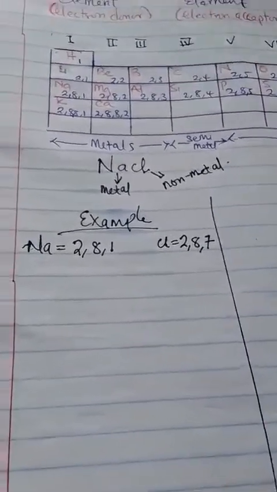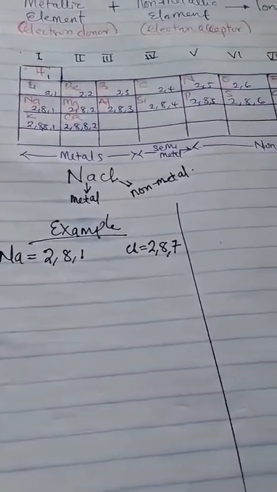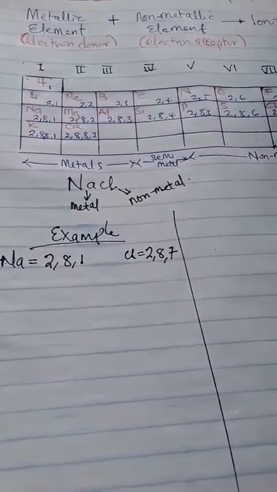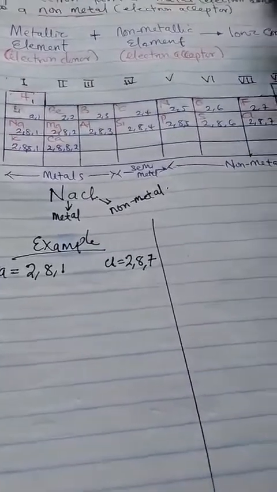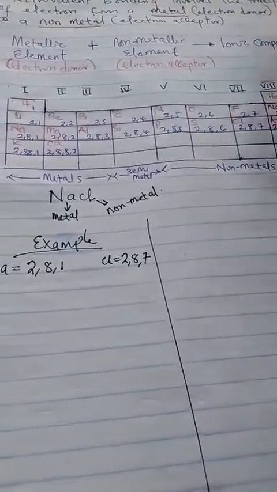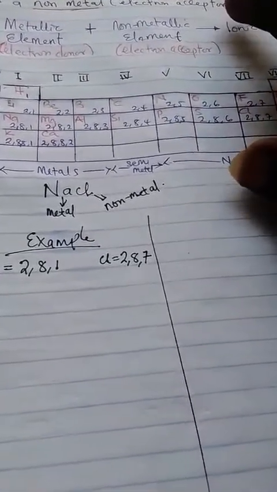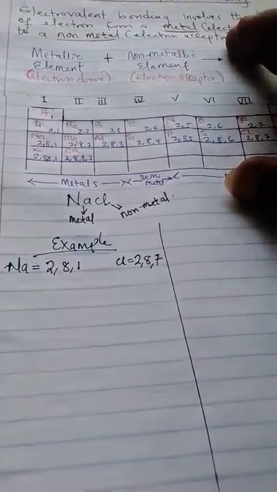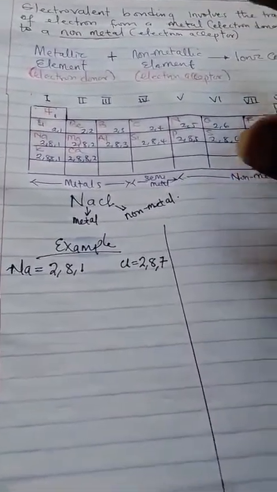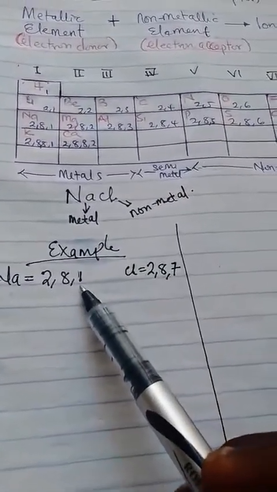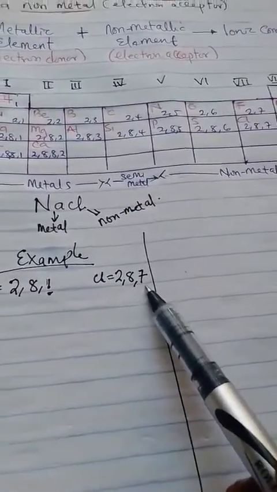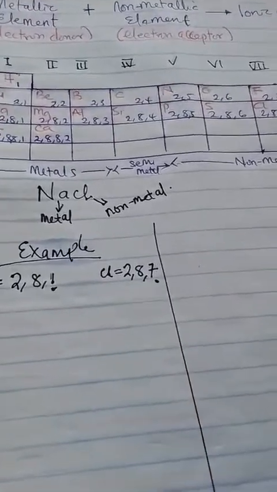to have an octet structure, or duplet structure. An octet structure means that the number of electrons in the atom's shell will be 8. When an atom has 8 electrons in its outer shell, we say that the element is now stable. If you look at sodium, it has 1, and chlorine has 7 in their outer shells respectively.